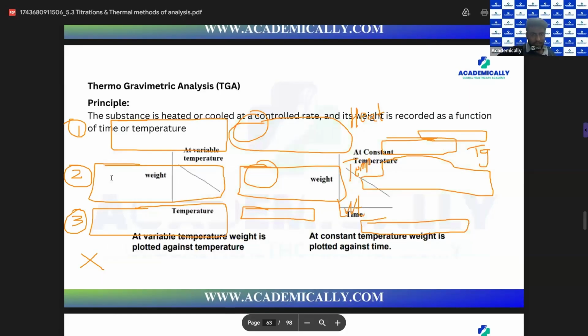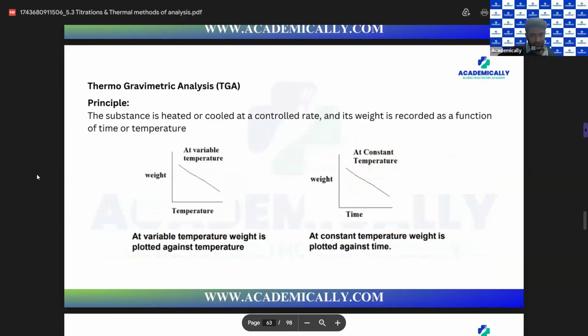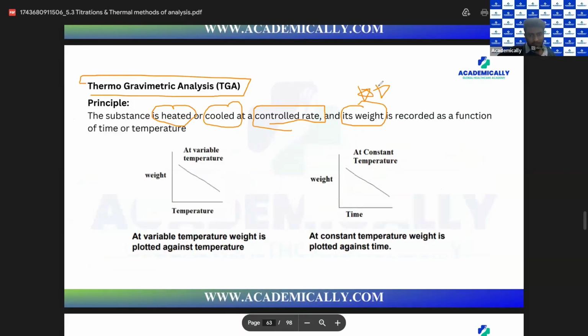This is the principle of how a constant temperature and how a variable temperature. So thermogravimetry analysis, the substance is heated or cooled at a particular rate. And then you estimate its weight, TGA. So at constant temperature, weight is plotted against time. While at variable temperature, weight is plotted against the temperature.